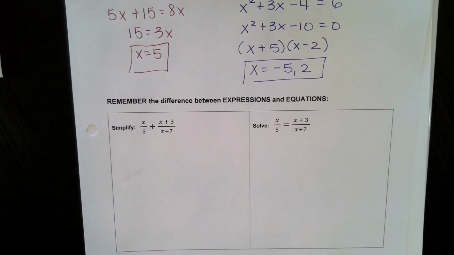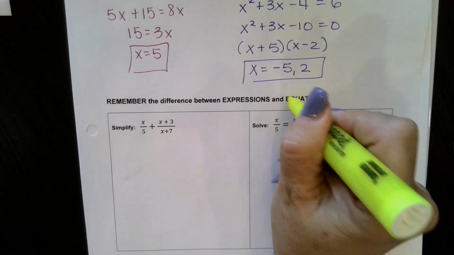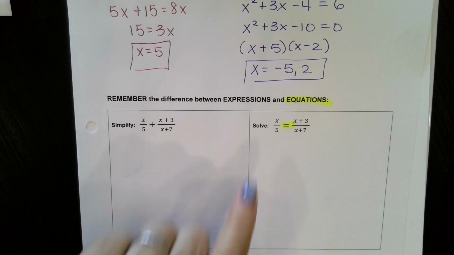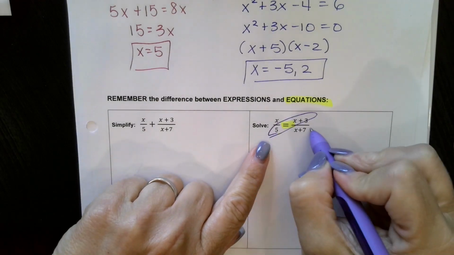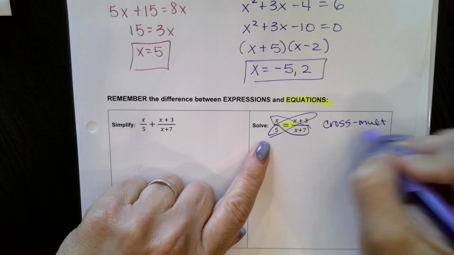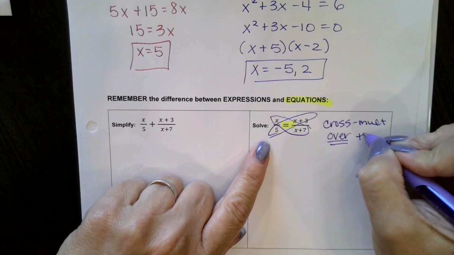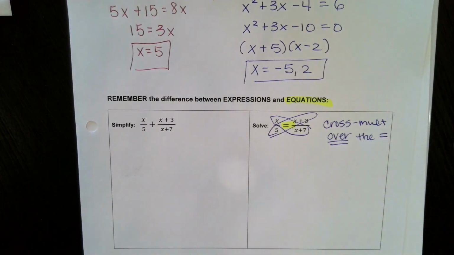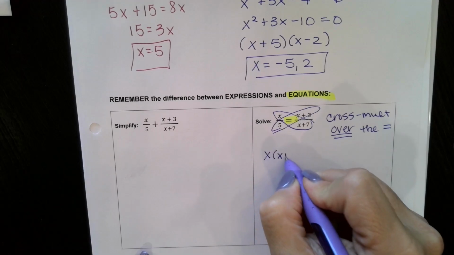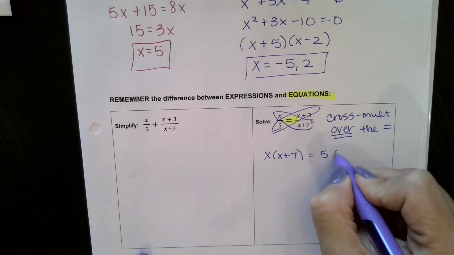Okay, now this is super important, so we're going to hit on this one more time. The difference between expressions and equations. I know everybody's like, okay, well, an equation means you've got an equal sign. It does mean you have an equal sign, but we're going to solve these differently. So when we have an equal sign, all we're doing here is cross multiplying, and you can cross multiply over the equal sign. So if we cross multiply over the equal sign, I'm going to have x plus 7 equals 5 times x plus 3.